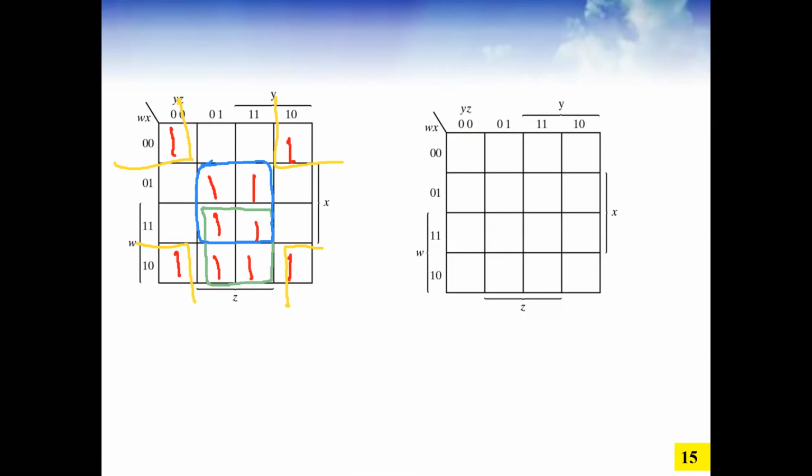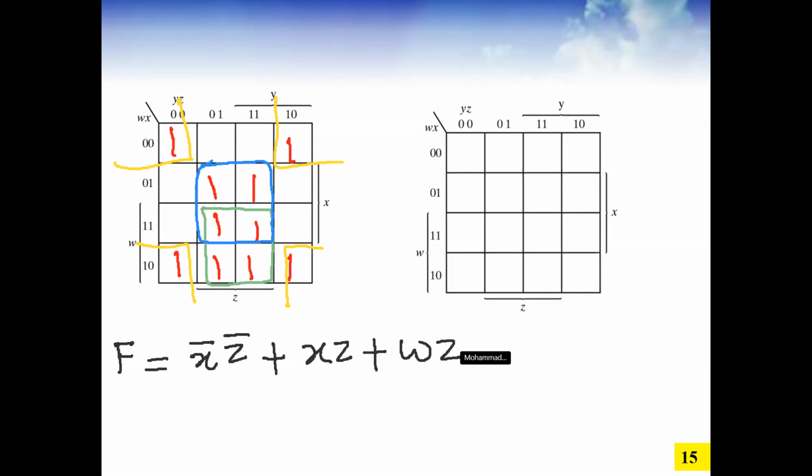So I'm writing the function. The function f is equal to, for the yellow, x complement and from the top z complement. Plus for the blue, x, and from the top for the green it is going to be w, and from the top z. Okay, I just wrote the solution, but my question is to find the essential prime implicants. So what are the essential prime implicants now?